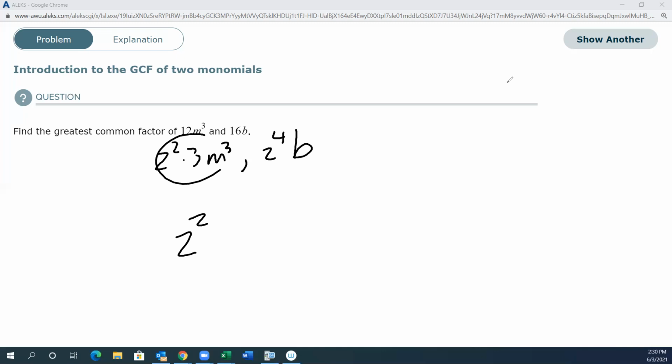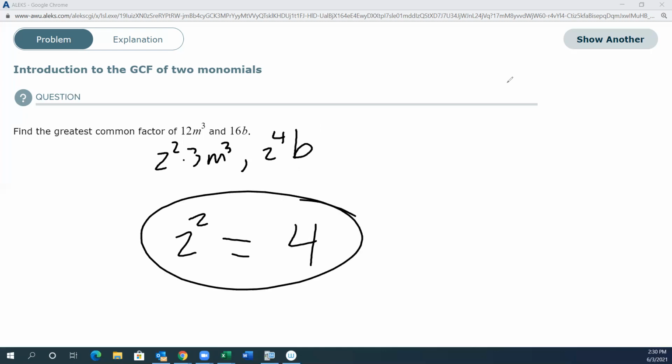Okay. This guy has 1 3, this guy has no 3s. So the one that has fewer is no 3s. 3 m's, no m's. 1 b, no b's. So the only thing they have in common is 2's. Okay, they both have a couple of 2's in common, and the answer is 4.